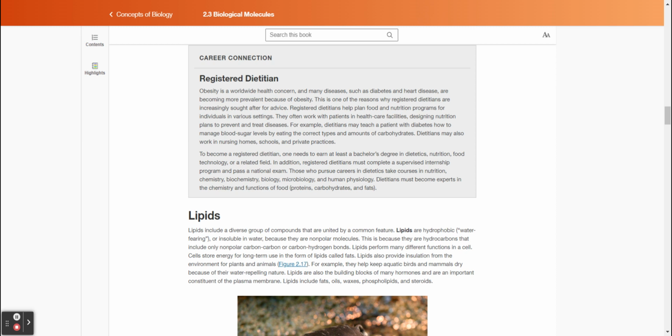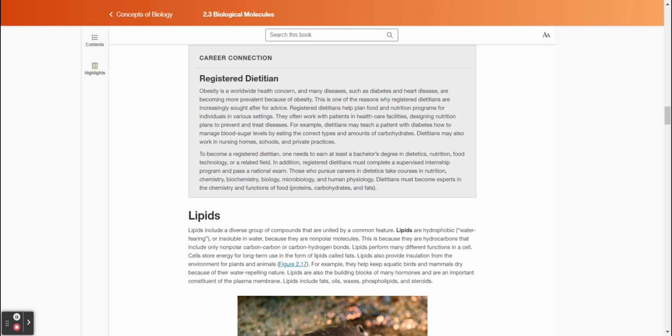They often work with patients in healthcare facilities, designing nutrition plans to prevent and treat diseases. For example, dietitians may teach a patient with diabetes how to manage blood sugar levels by eating the correct types and amounts of carbohydrates. Dietitians may also work in nursing homes, schools, and private practices.